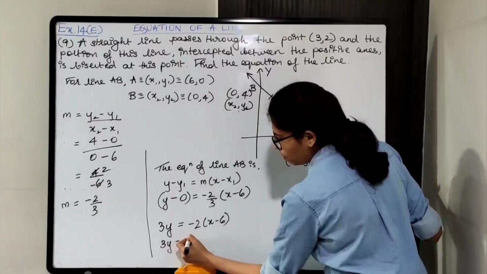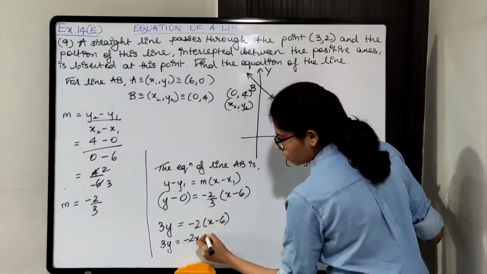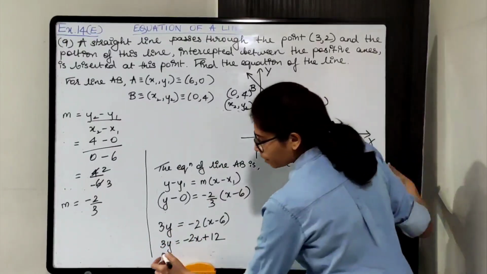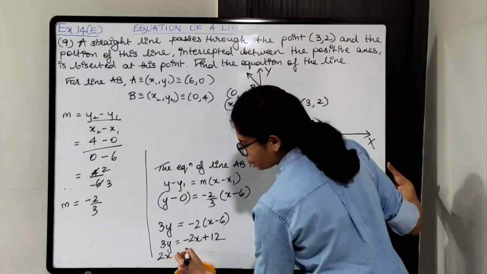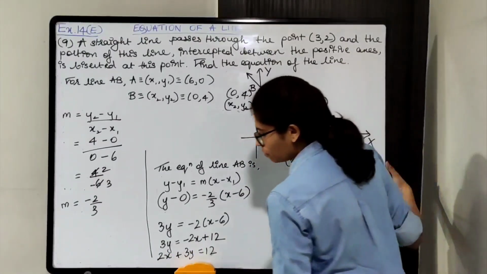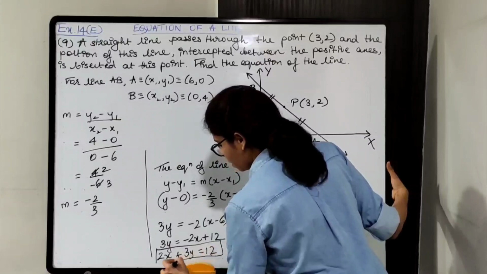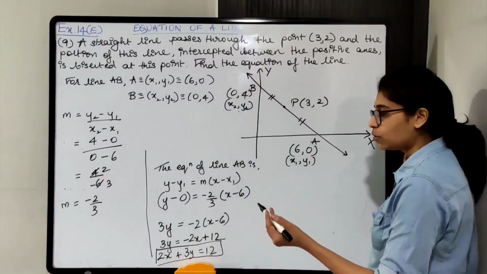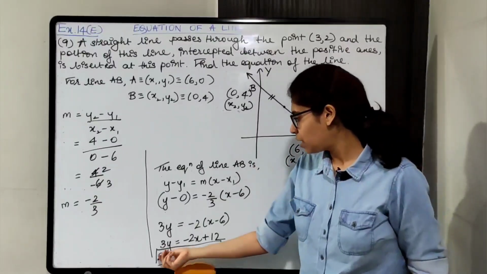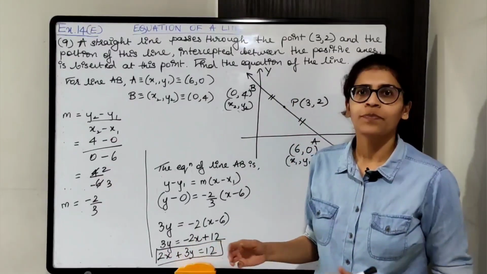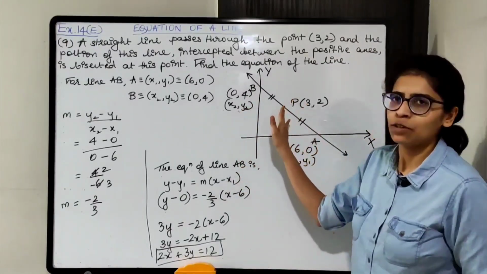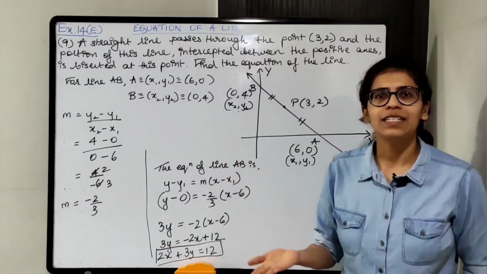3y is equal to minus 2x, minus into minus plus, 2 6s are 12. We will shift 2x over here because it is a negative term. So 2x plus 3y is equal to 12. Box this. We got the equation of the line. Okay, you have to write down the final statement. The equation of the line passing through point P is 2x plus 3y equals 12. I used the coordinates of A and B. You can use the coordinates of A and P also, B and P also. You will still get the correct answer.